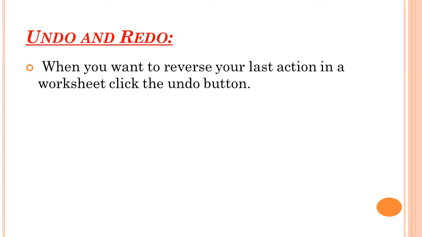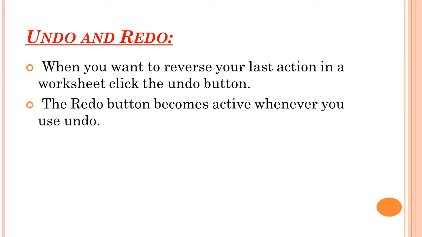Next topic is about undo and redo. When you want to reverse your last action in a worksheet, click the undo button. The undo and redo buttons are placed one after the other: first the undo button and next the redo button. When you are typing, you may make some mistakes, or you may have deleted some content unknowingly. If you want to get that back, you can click the undo button.